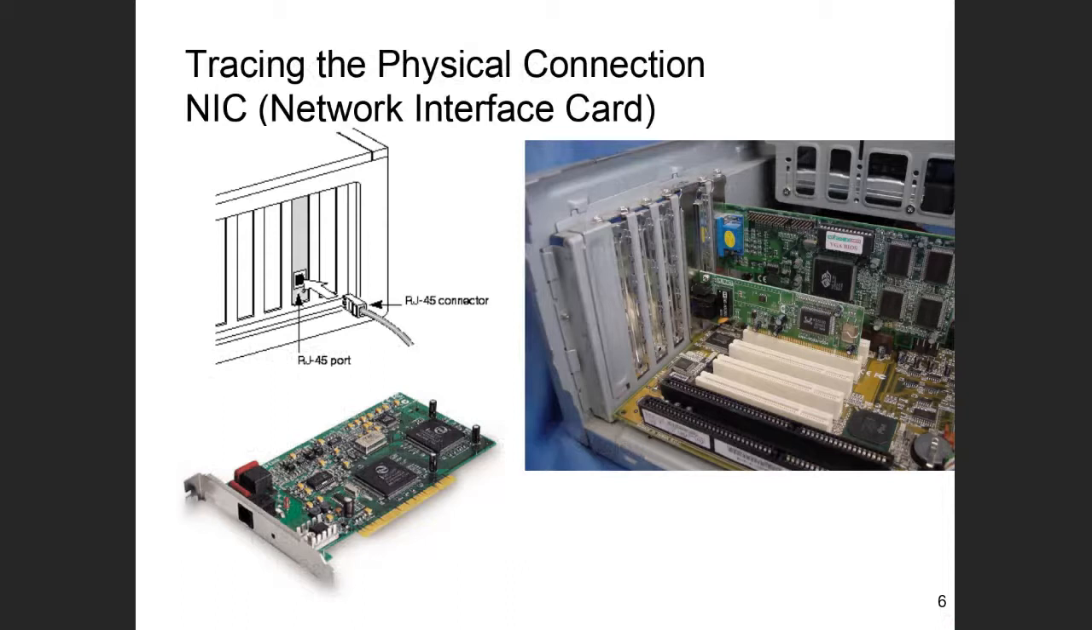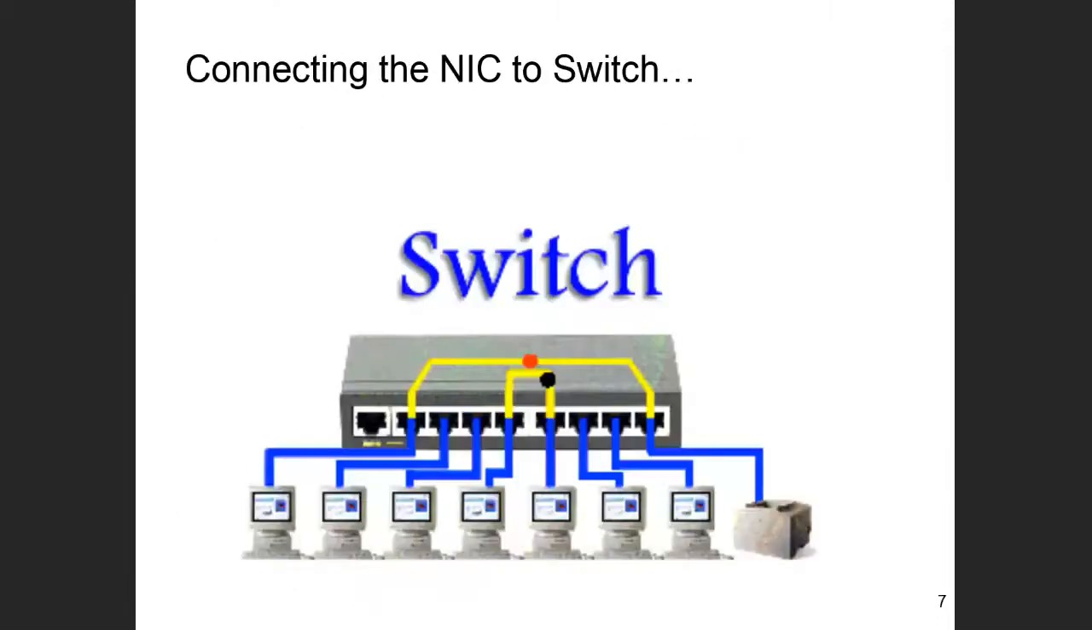So let's trace this connection. We're going to take this card and plug it into our PC, and we're going to plug a connector onto the back of it. And we're going to take that connector and plug it into an Ethernet switch. So this Ethernet switch has got 7 PCs and a printer plugged into the ports of it. And the little yellow lines represent when one device needs to talk to another device. The switch will create a virtual circuit and connect the two together, much like the telephone company creates a virtual circuit when you call someone else's phone.